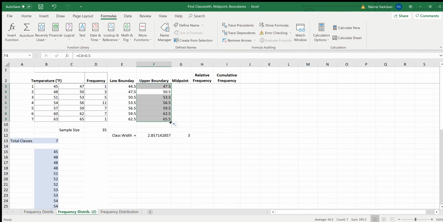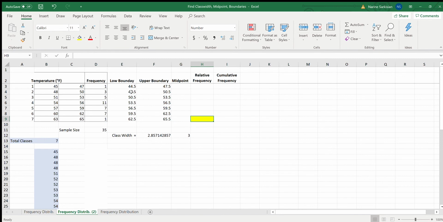There we go. Now pay attention. See, that's what we meant when I said adjust it. This low boundary for the second class is the same as the upper boundary for the first class. Then the low boundary for the third class is the same as the upper boundary for the second class, and so on.